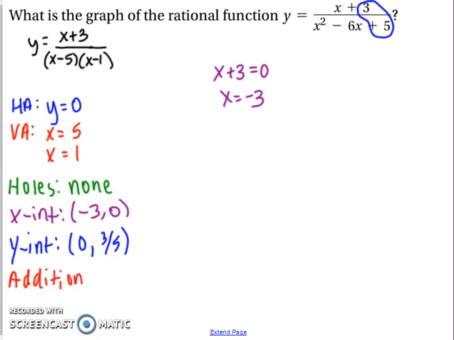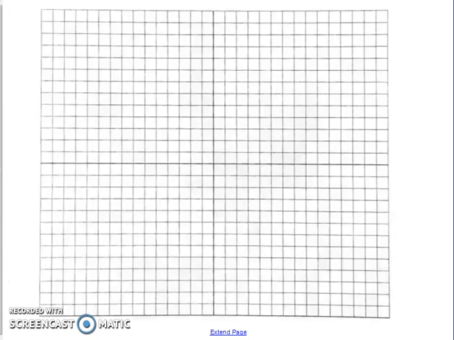So our last step is to find our additional points. But before we do that, we have to graph what we have so far. So we want to graph y equals 0 as our horizontal asymptote. All of the asymptotes, horizontal and vertical, are going to be dotted lines. We've seen that in the iPad activity. So all the asymptotes are dotted lines. Now I have a vertical asymptote at 5 and at 1. So I'm going to go to 5, and I have an asymptote this way. And at 1 I also have an asymptote.